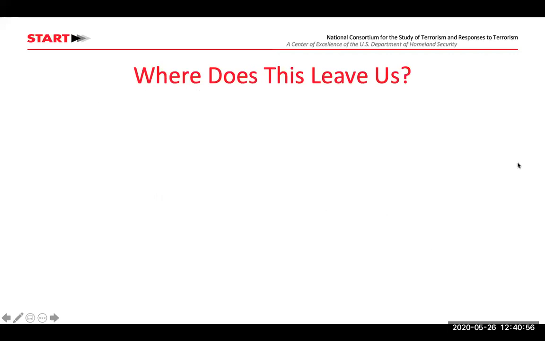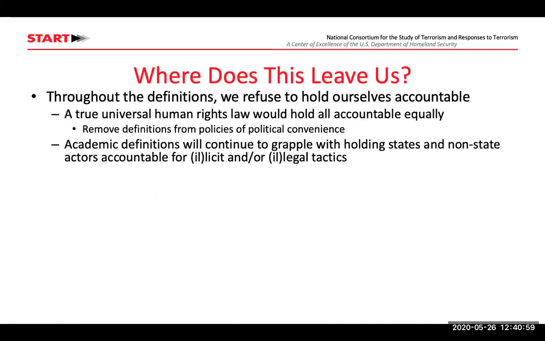So to conclude, where does that really leave us? Well, throughout the definitions, we refuse to hold ourselves accountable. A true universal human rights law has to hold everyone accountable equally. So we have to be able to remove politics from these definitions, and we have to be able to just really call terrorism when we have defined it as such. So whatever the definition is, if you've crossed that line, and then you've committed that crime, this is the sort of more difficult part of this.